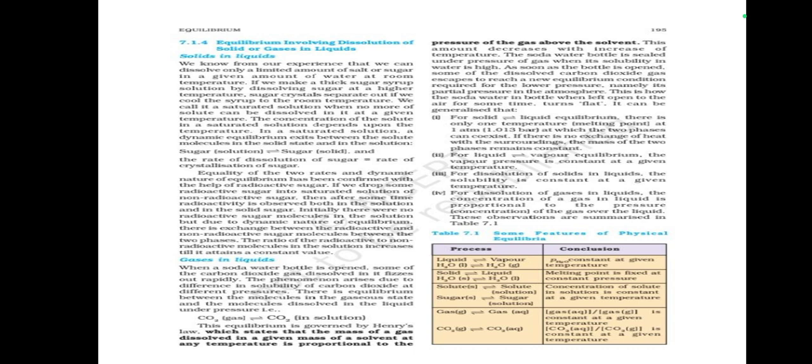Table 7.1, some features of physical equilibrium processes. Liquid to vapor, H2O liquid to H2O gas: P H2O is constant at a given temperature. Solid to liquid, H2O solid to H2O liquid: the melting point is fixed at constant pressure. Solute to solution, sugar to sugar solution: the concentration of solute in solution is constant at a given temperature. Gas to gas aqueous: the ratio of gas aqueous to gas is constant at a given temperature.